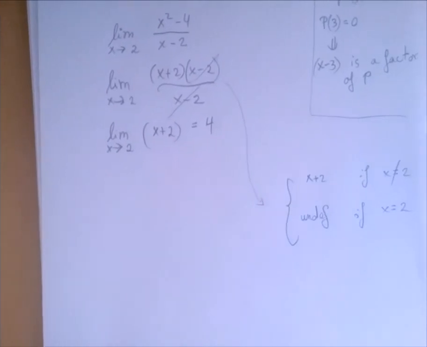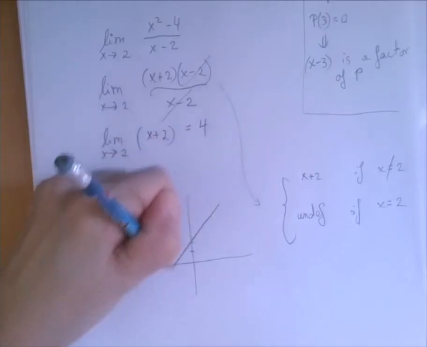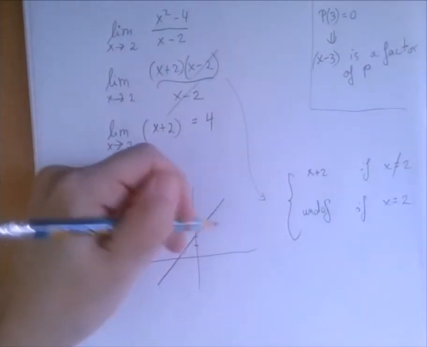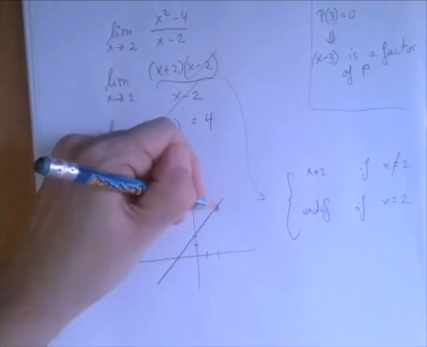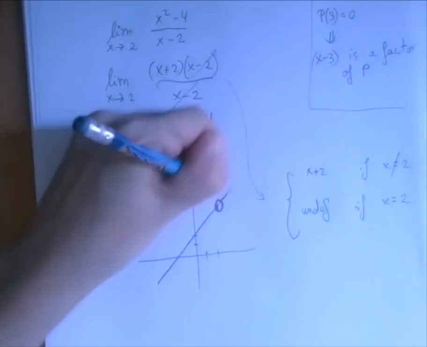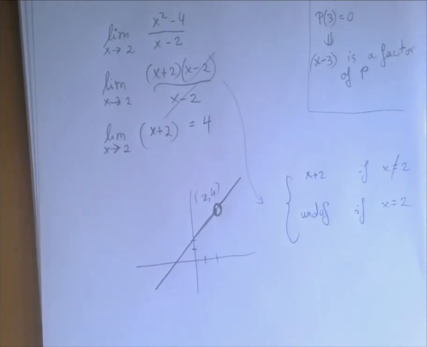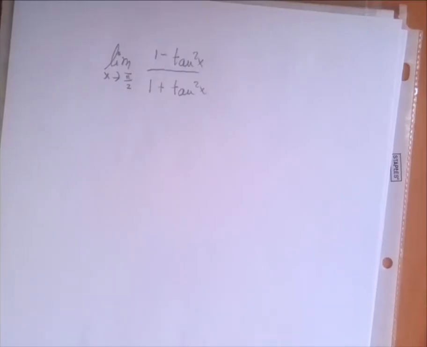So how do we graph that? Well, it is x plus 2, and 1, 2, this point should be 2, 4, and this is the point that we're going to take out. So this is a two-sided limit. Okay, so here is another example.